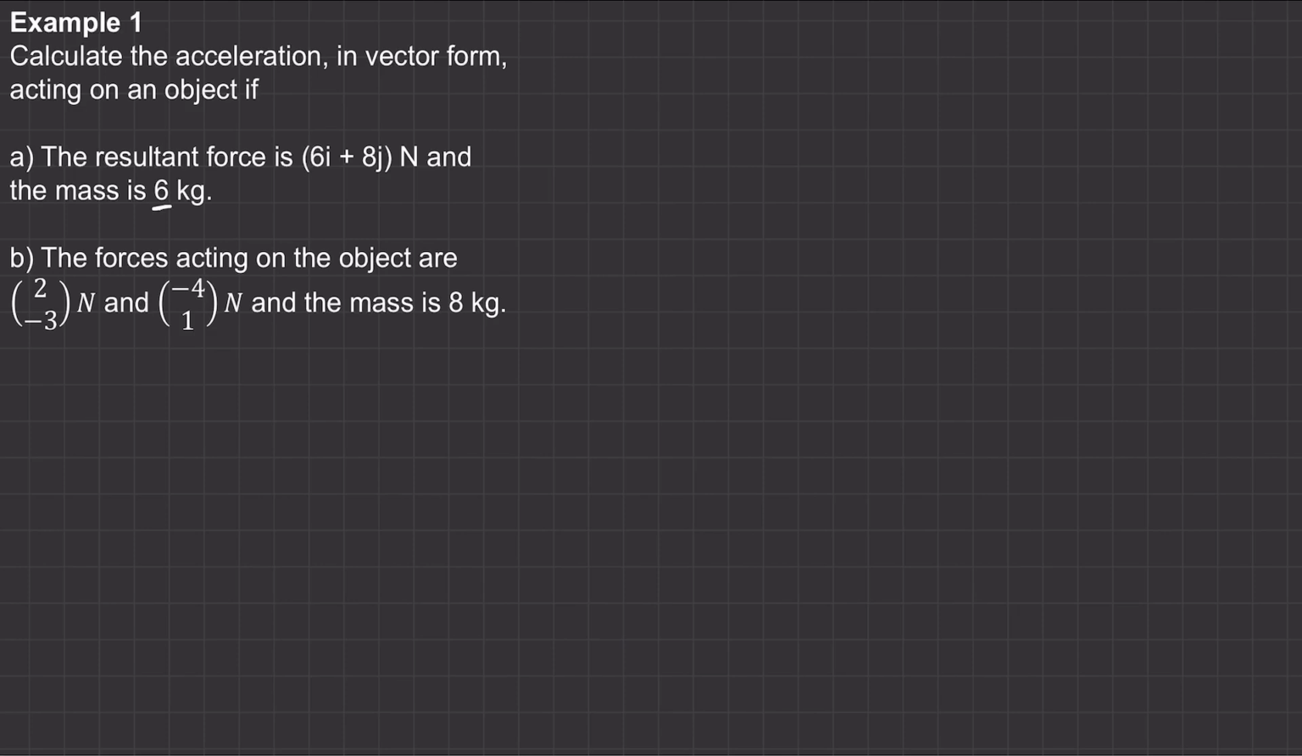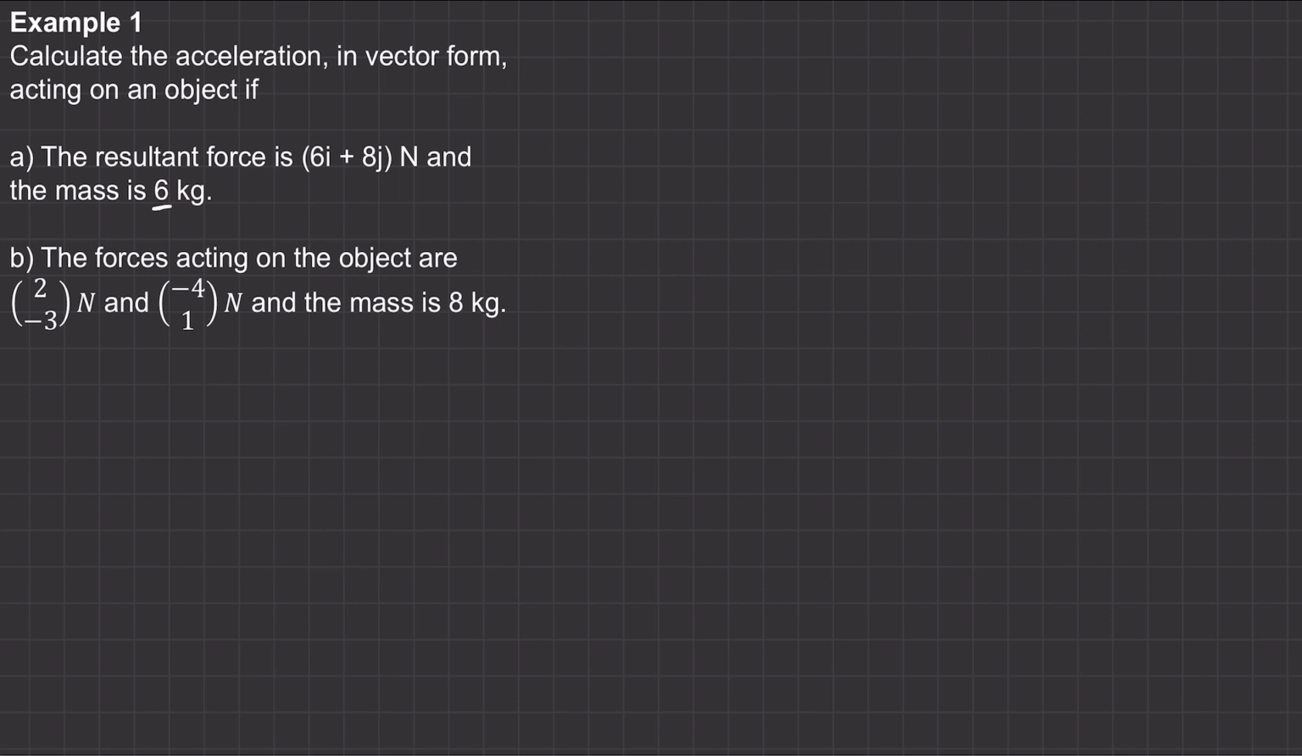Hi, so in this video, I'm going to show you how to model motion in 2 dimensions by considering the force and an acceleration as vectors. So if we look at example 1, we've been asked to calculate the acceleration in vector form acting on an object if the resultant force is 6i plus 8j and the mass is 6 kilograms.